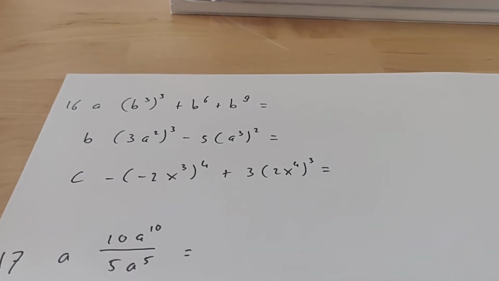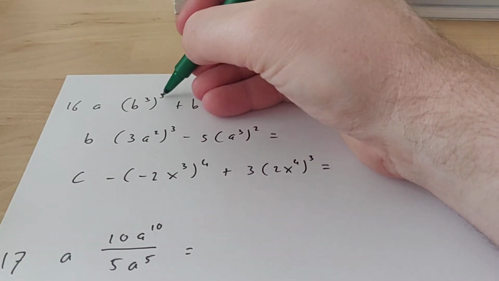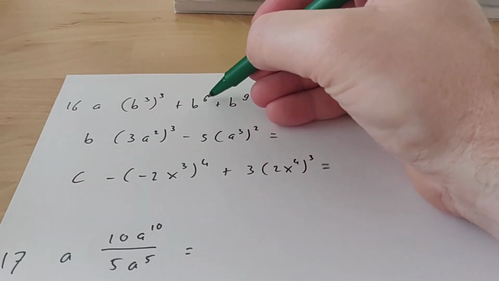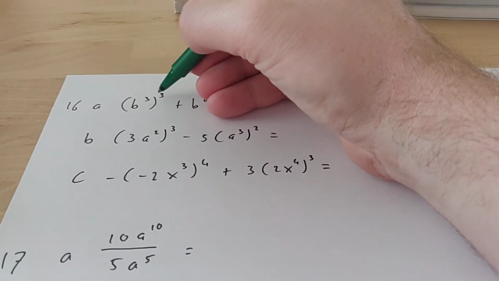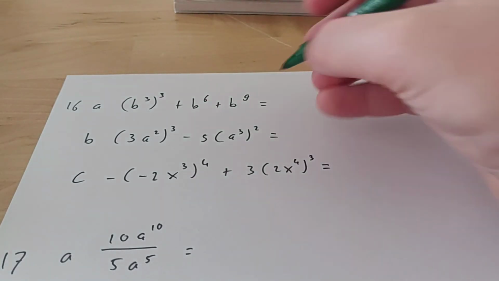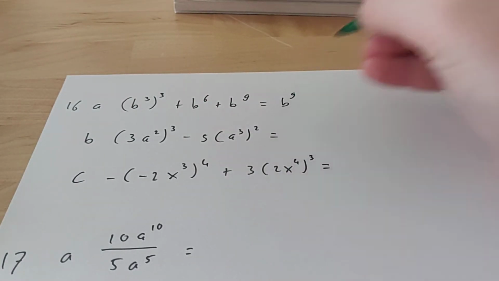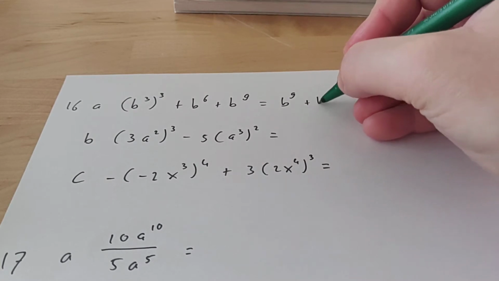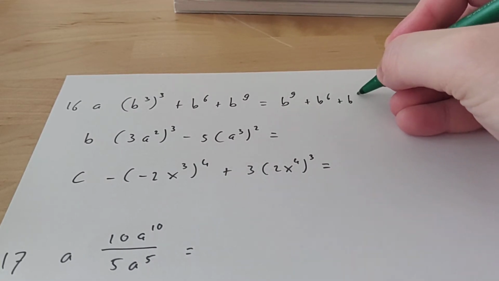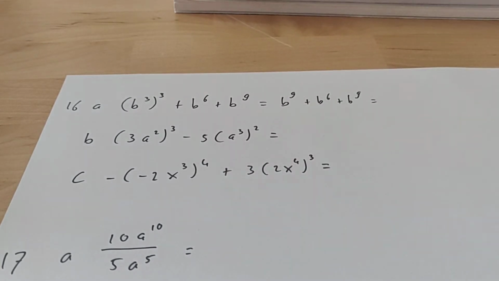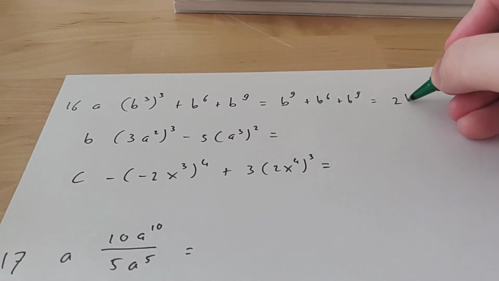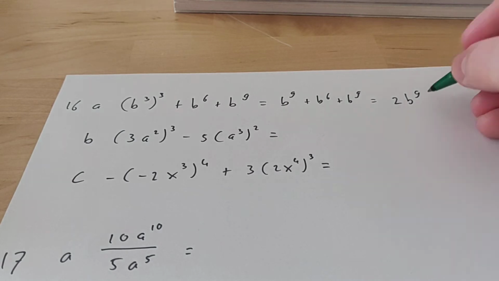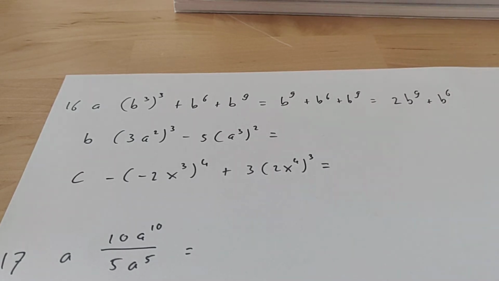But here we have 16. Here we see b to the power of 3, to the power of 3, and then plus b to the power of 6, plus b to the power of 9. So if you have a power to a power, then we multiply them. So that's going to be b to the power of 9. And then we have plus b to the power of 6 plus b to the power of 9. Now, only if the powers are equal you can add them. So the first one and the last one you can add. So you have 2 of these, and then you have 1 of these. So this is the answer, 2b^9 plus b^6.